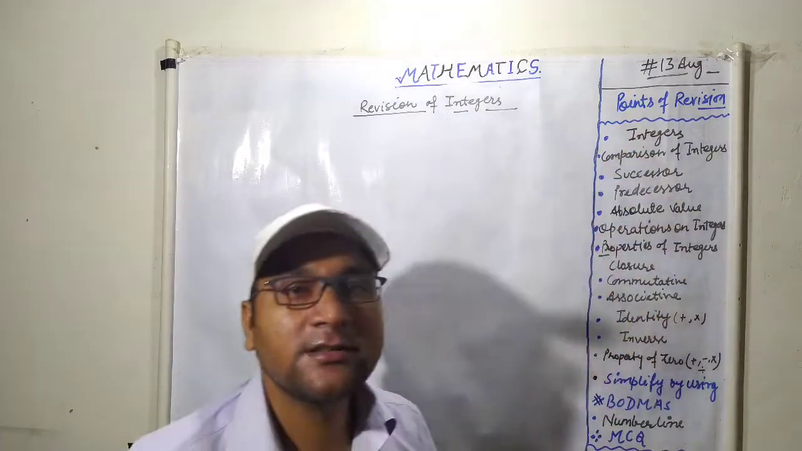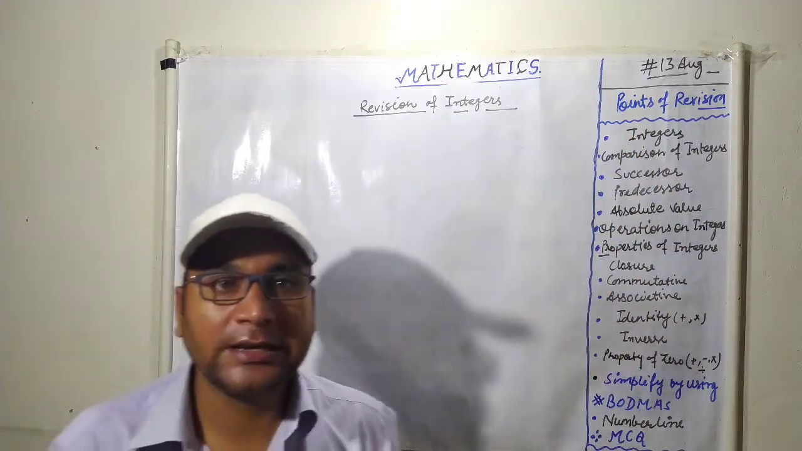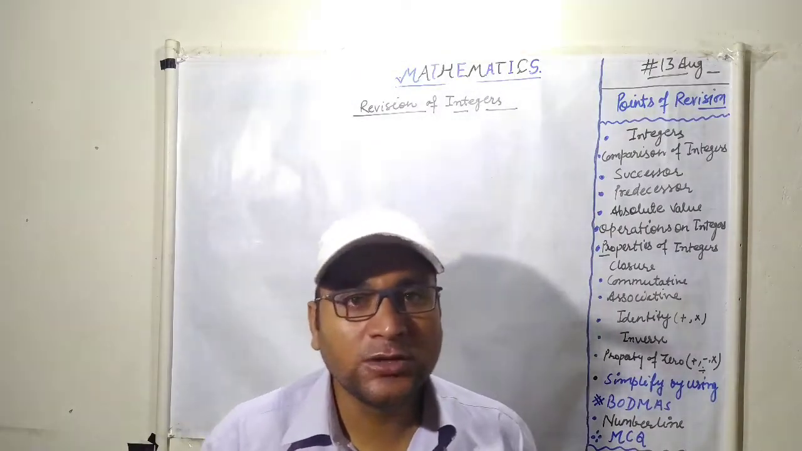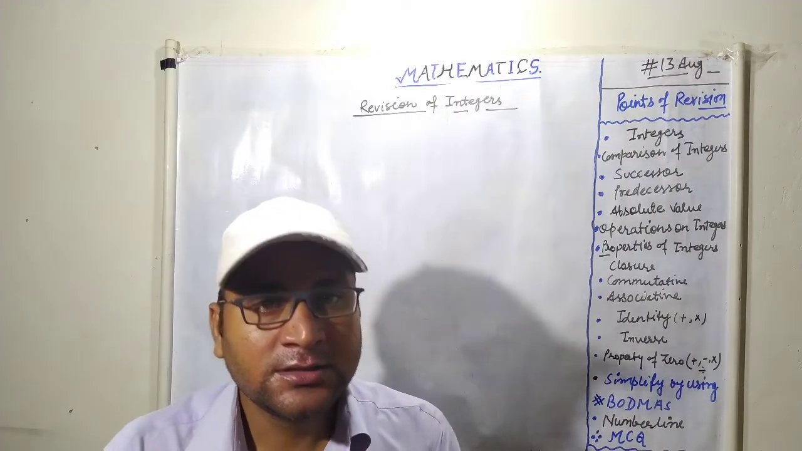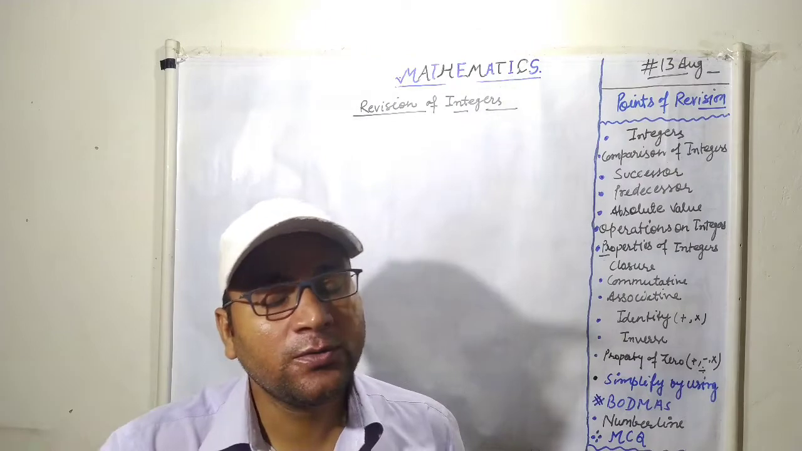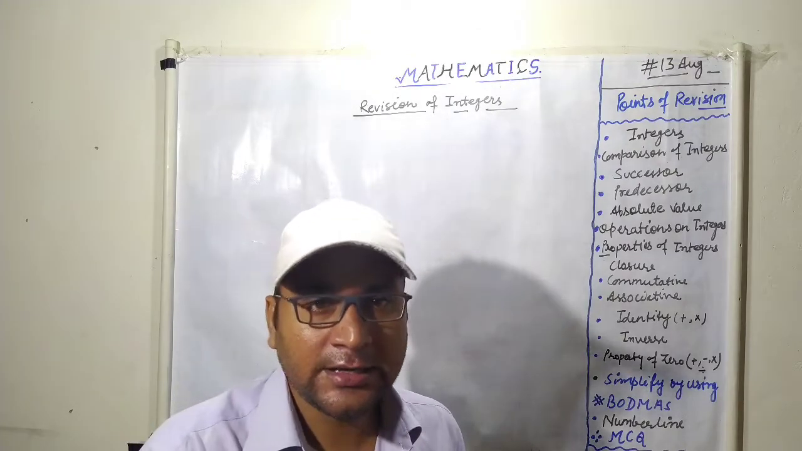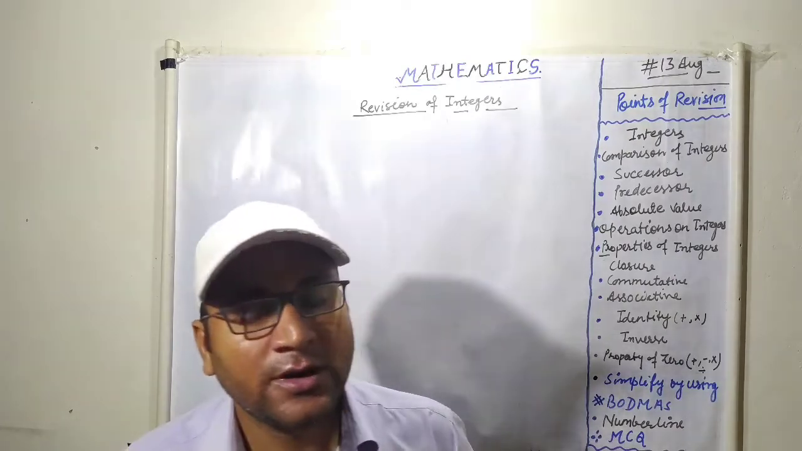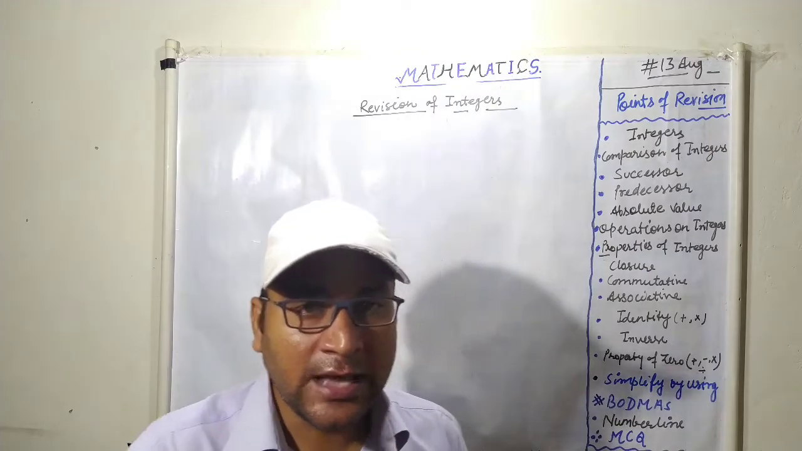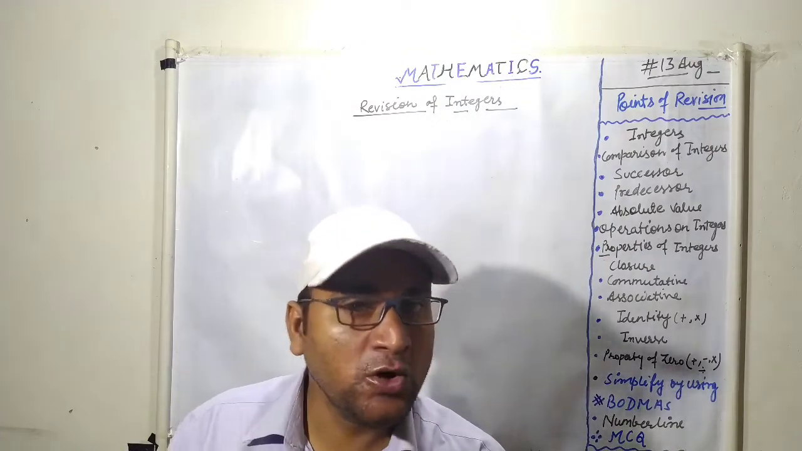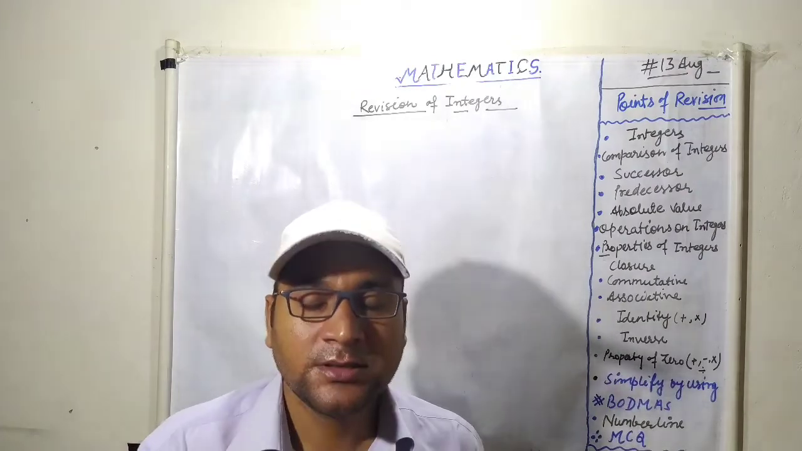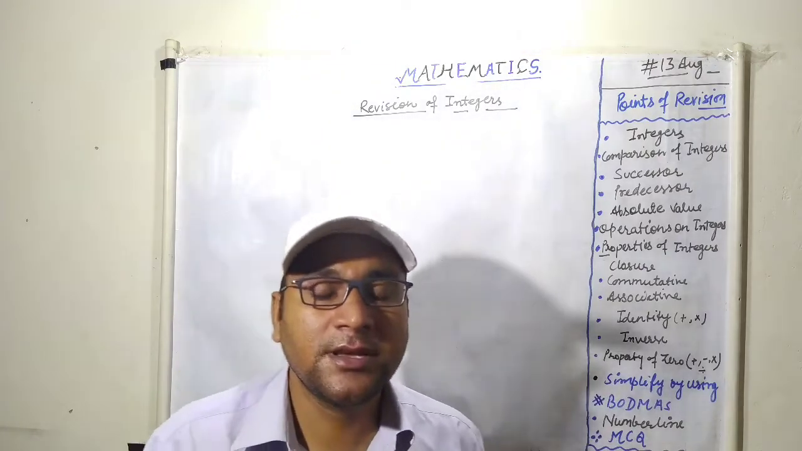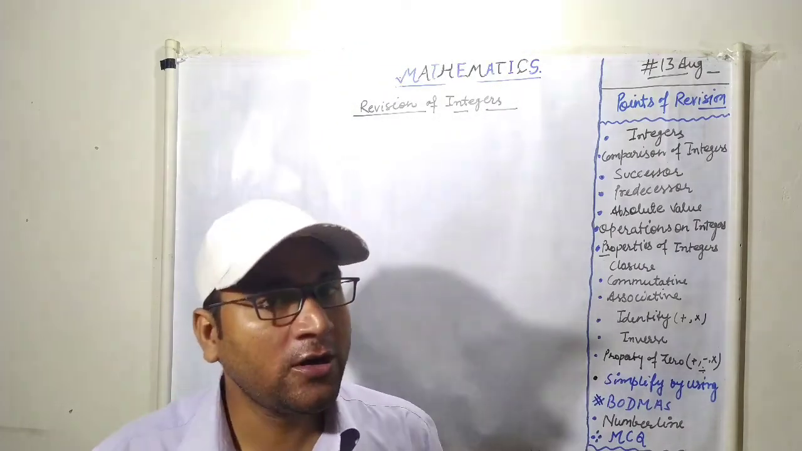So first one is integers. You know about the integer, but I'm going to revise it. Integers include natural numbers, zero and negatives of natural numbers. The sign of integers may be positive or may be negative, except 0. 0 is neither positive nor negative.